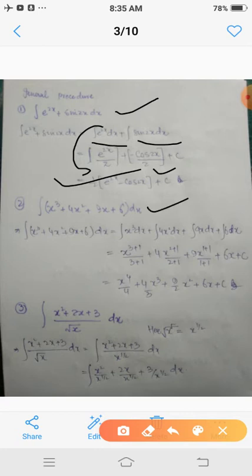Like if we consider the polynomial x cube plus 4x square plus 9x plus 6, now we can break this integral as the integral of x cube, integral of 4x square, integral of 9x, and integral of 6.